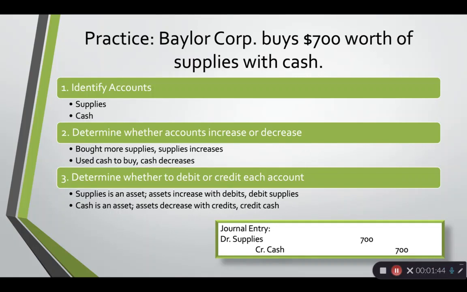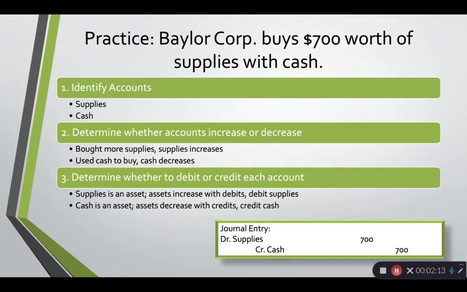In this next problem, Baylor Corp buys $700 worth of supplies with cash. Our first step is identifying the accounts. We are purchasing supplies and we are purchasing them with cash, so our two accounts will be supplies and cash. Our second step is to determine whether accounts will increase or decrease. We're buying more supplies, so our supplies will be increasing, and we're using cash to buy them, so cash is leaving our company, our cash account is decreasing.